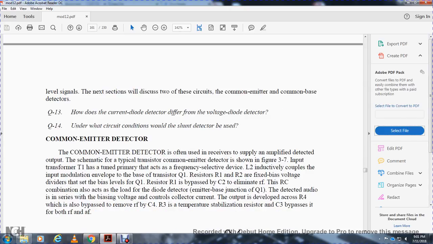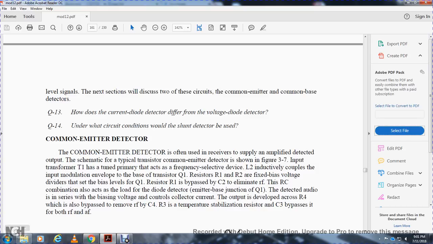The common emitter detector is used with receivers that supply an amplified detected output. The schematic of a typical transistor common emitter detector is shown in figure 3.7. Transistor 1 with a tuned primary acts as the frequency selective device, and inductor 2 inductively couples the input modulation envelope to the base of the transistor. Resistor 1 and resistor 2 form a fixed bias voltage divider that sets the bias level of transistor 1. Resistor 1 is bypassed by capacitor 2, limiting the radio frequency.